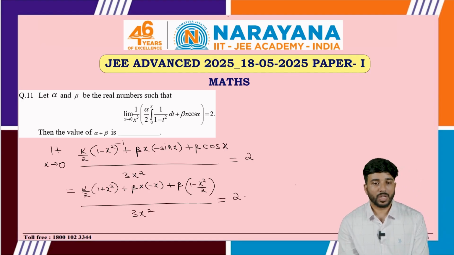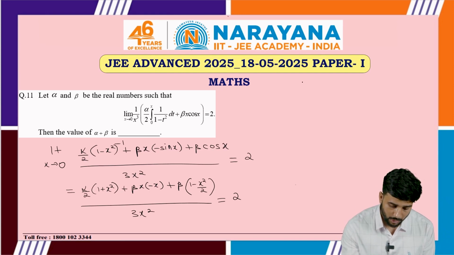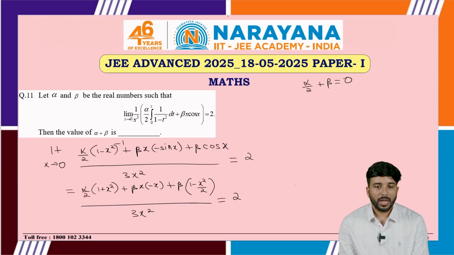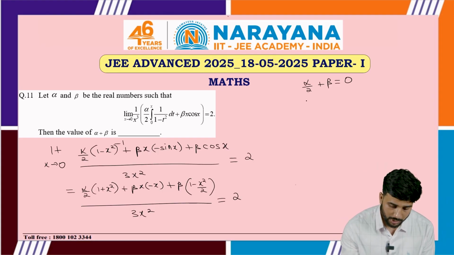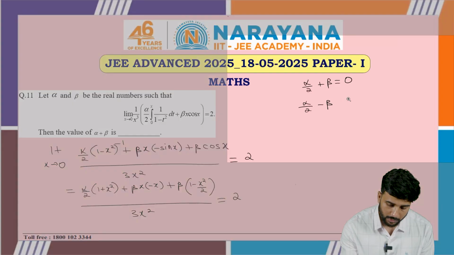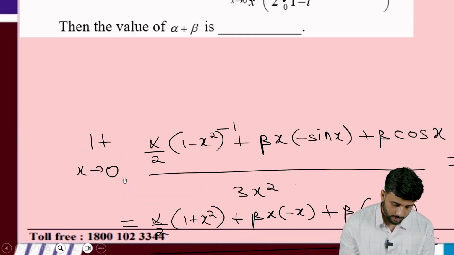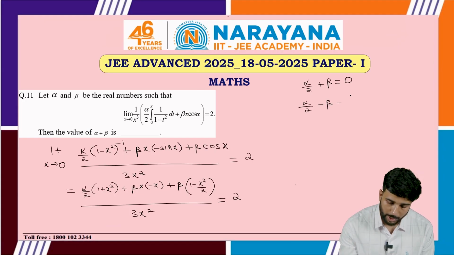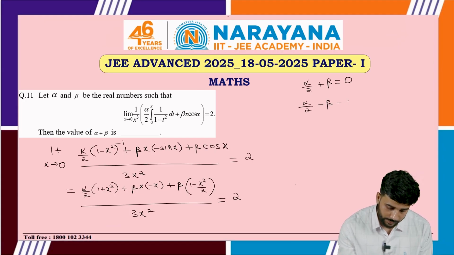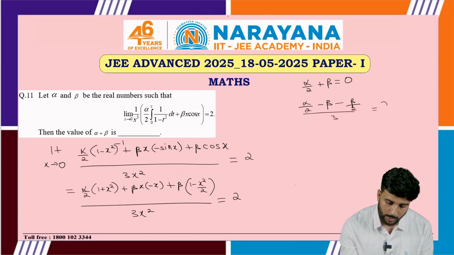So here the constant should get cancelled. So what is the condition? What is the constant here? Alpha by 2 plus beta. This must be equal to 0. And coefficient of x square by denominator coefficient must be equal to 2. So what is the coefficient of x square? Alpha by 2 minus beta minus beta by 2, by 3, is equal to 2.